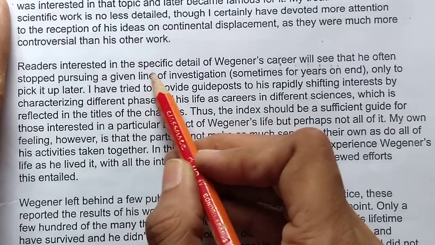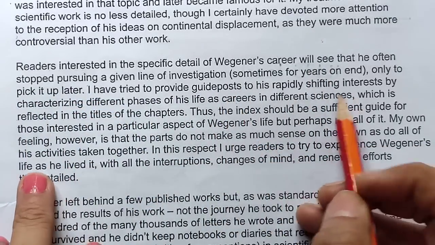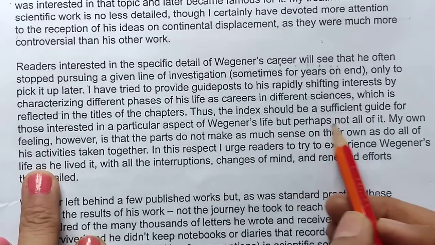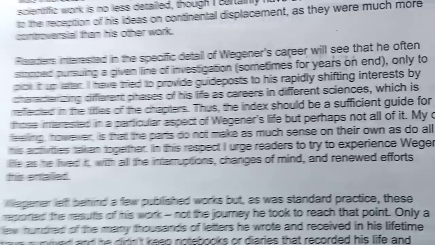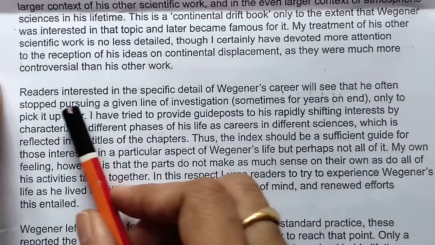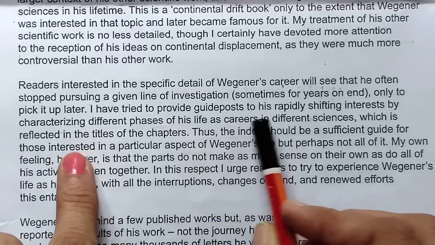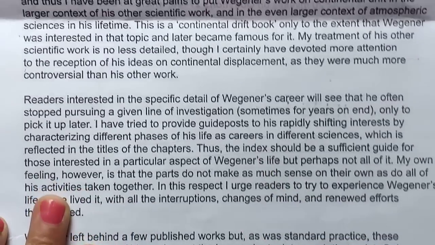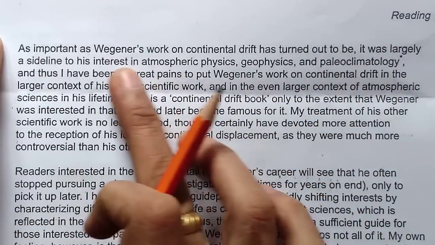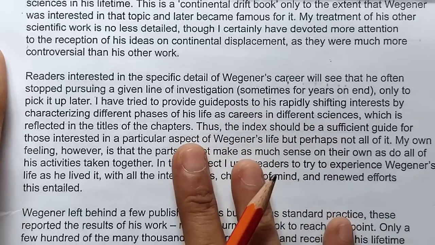Readers interested in Wagner's career will see that he often starts pursuing a line of investigation only to pick it up later. I have tried to, but I am looking for that name. No, let me check it again. Fifth paragraph, Mort D. Greene. Again, I'm reading it. Nothing is given. No name is given. Let me check in the previous paragraph also. Greene, Greene, Greene. No. So where will I get this word Greene?